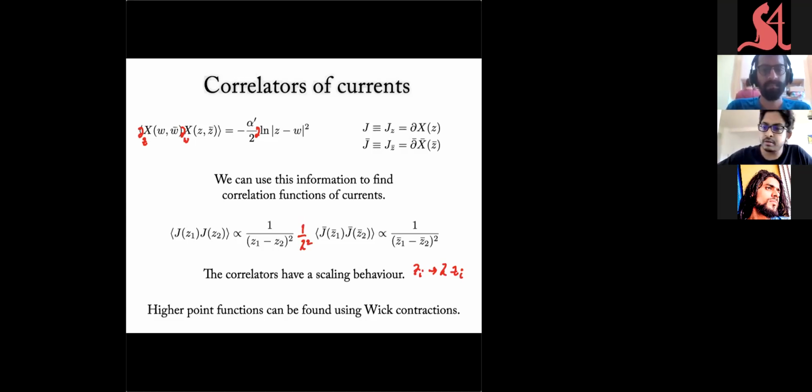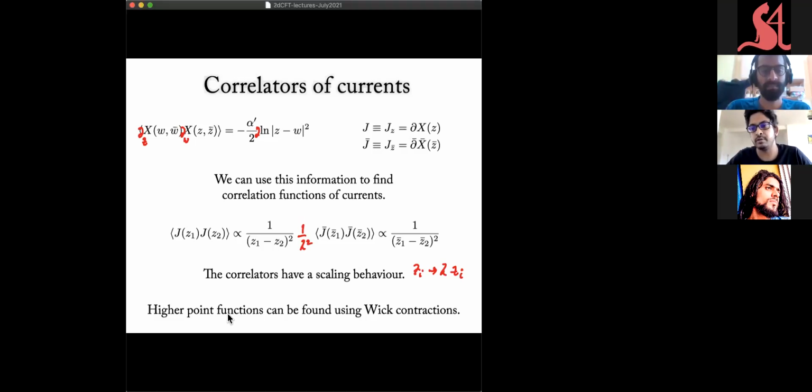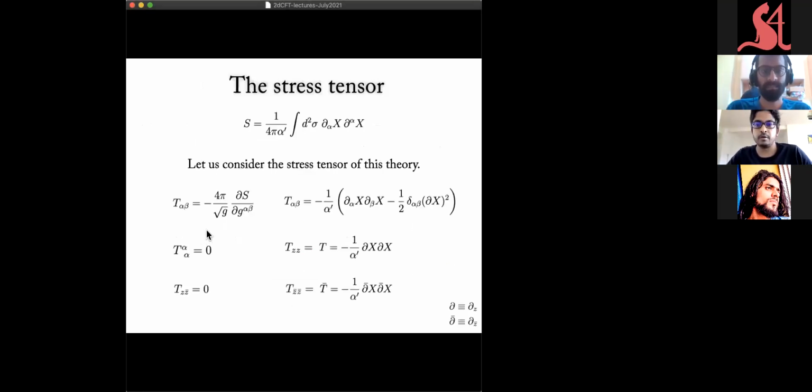And since we are in a free theory, we can find higher point functions of the current by using Wick contractions. Okay, so that was one conserved current, and we also have more. There's also the stress tensor of this theory. You can take this action and find what the stress tensor is, and it takes this form.